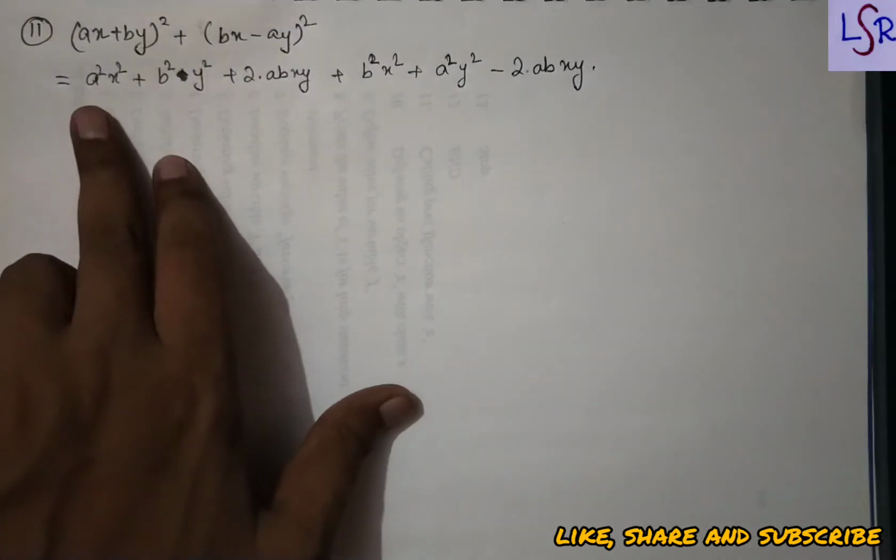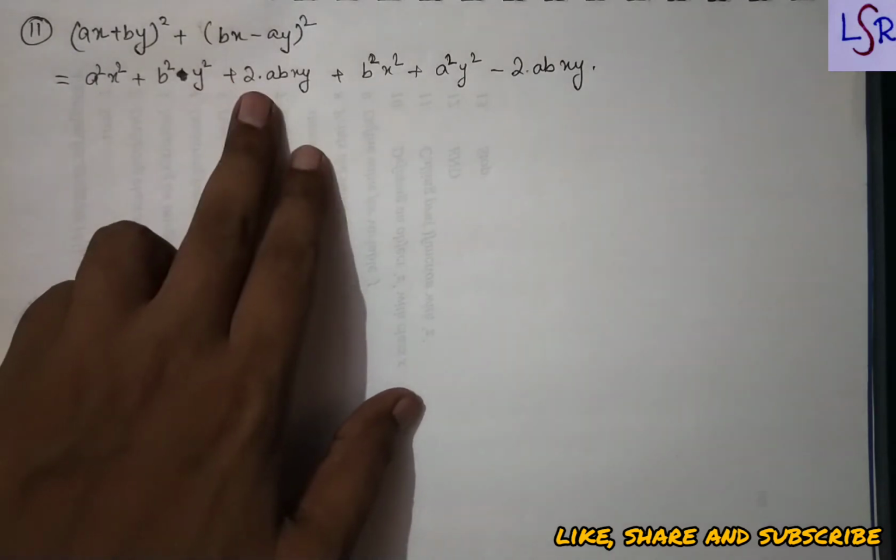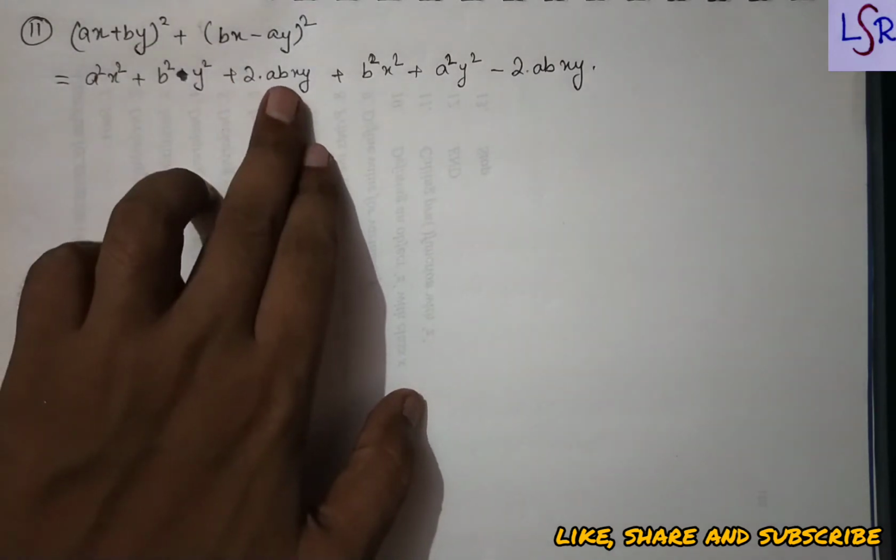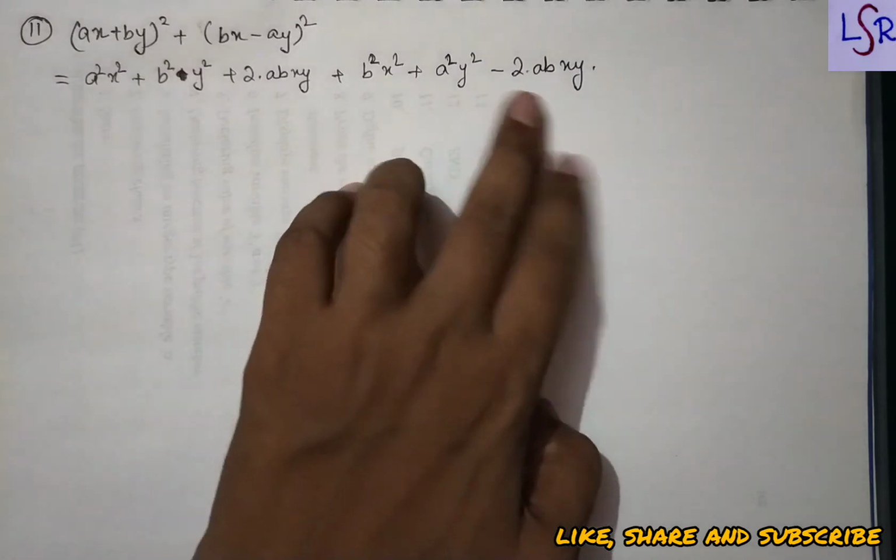Now we go for question number 11. Here we have ax plus by to the whole square plus bx minus ay to the whole square. So very first of all we have to open the brackets in the form of a plus b to the whole square, and after that we are going to proceed. After opening the bracket we have got a square plus b square plus 2ab for this one, and a square plus b square minus 2ab for this one.